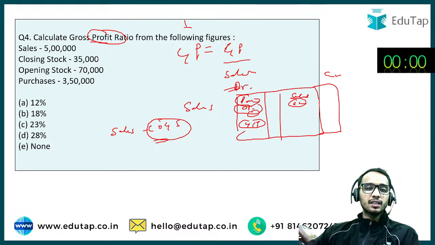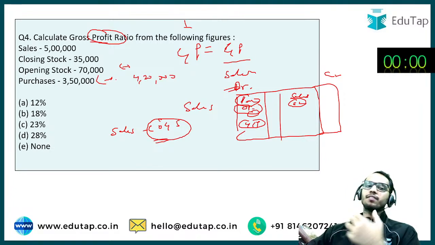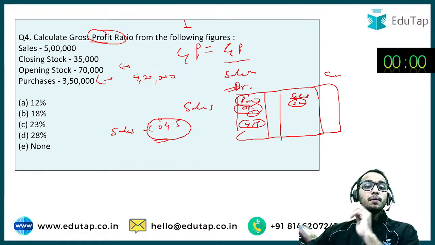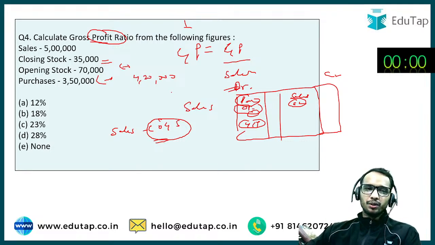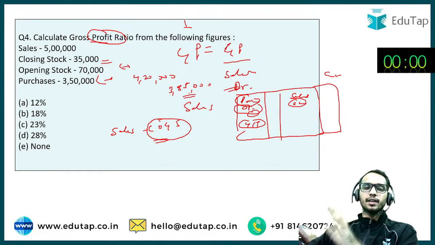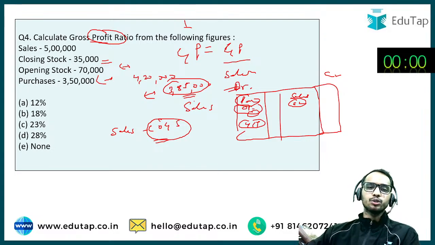So you have been given the purchases, 3,50,000 plus opening stock. 3,50,000 plus 70,000 is 4,20,000 minus 35,000. So it is exactly, I think, 3,85,000 if my calculation is correct. Is it correct or not? You tell me in the chat section. I guess, yeah. So 3,85,000 we have as the cost of goods sold.